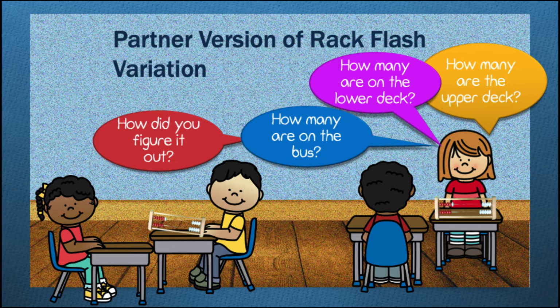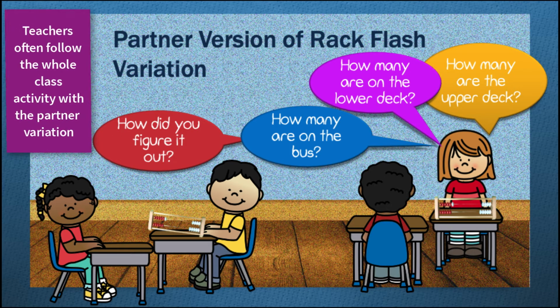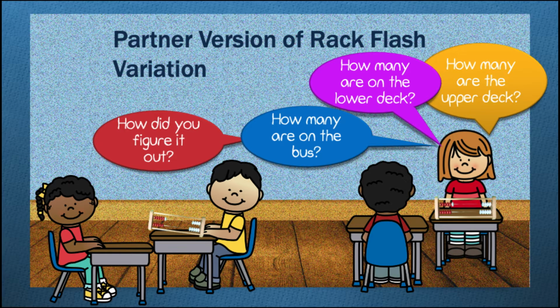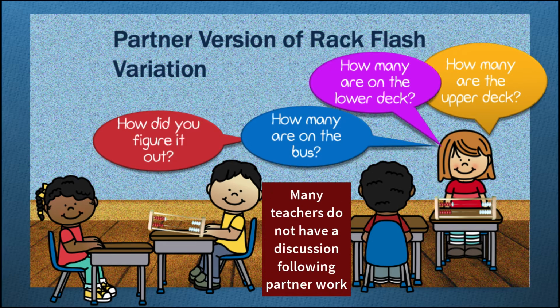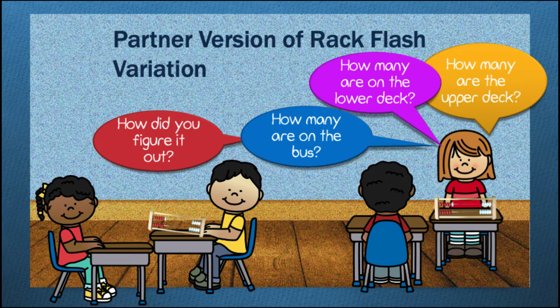This activity works well in conjunction with the rack flash variation whole class activity. Teachers often follow a whole class activity by the partner version of that same activity in the lesson. As with the partner task discussed earlier, many teachers will not have a discussion following partner work. Those that do typically call on 1 or 2 children to describe something that happened during partner work.